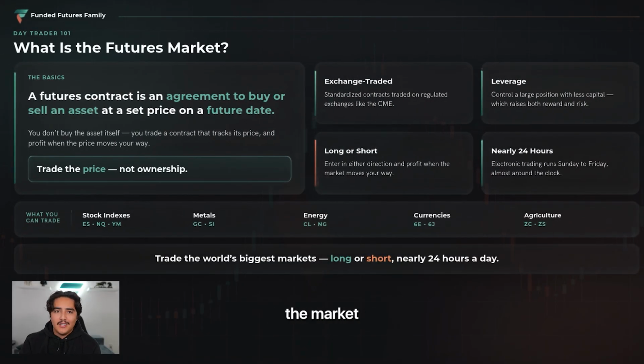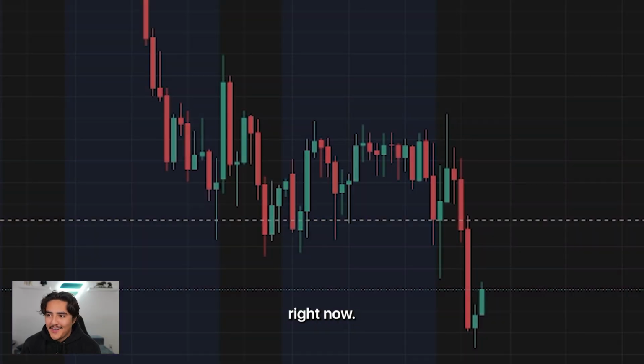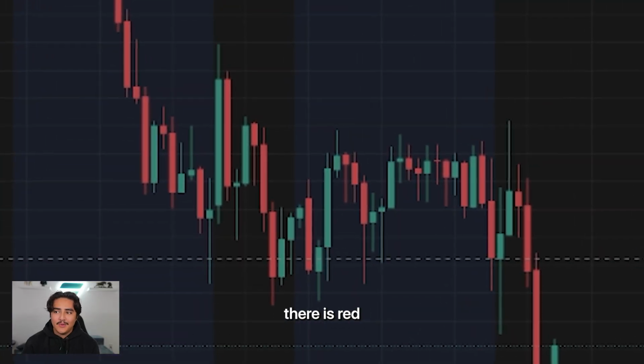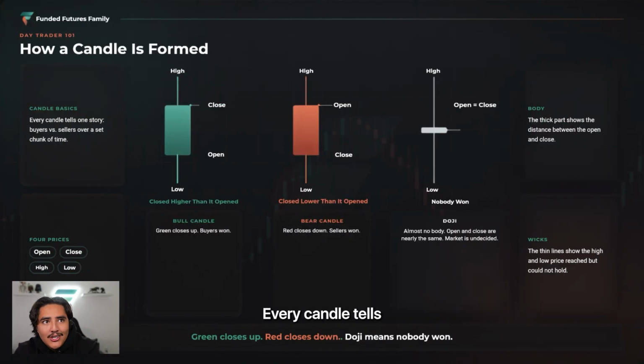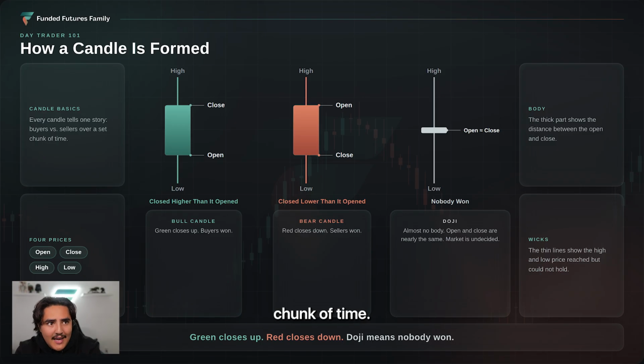When you're looking at the market, which you guys see over on our screen right now, you can see that there are red and green candles. Let's talk about how a candle is formed. Candle basics. Every candle tells one story: buyers versus sellers over a set chunk of time. There are 4 prices on the candle, as you can see. We have an open, a close, a high, and a low.